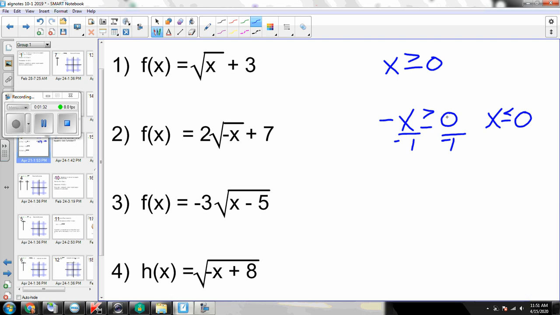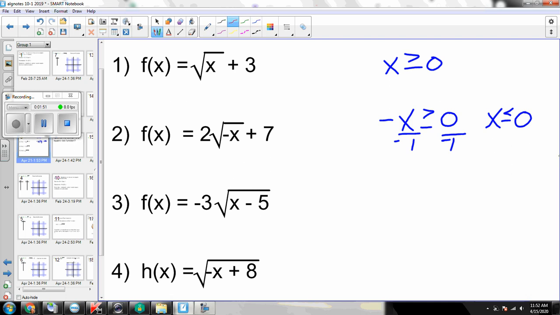For example, x could be a negative 1. If I put a negative 1 in here and I take a negative times a negative 1, I will get a positive 1, and then I can take the square root of a positive 1. So basically on number 2, x can be any numbers 0 or less. It could be 0 or a negative number.